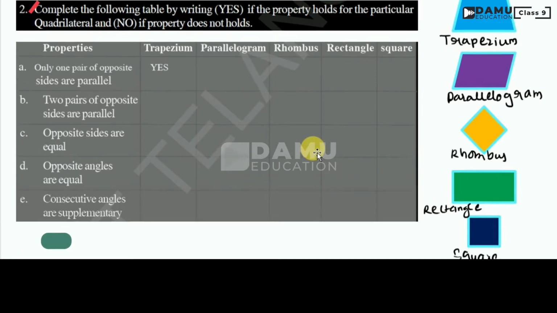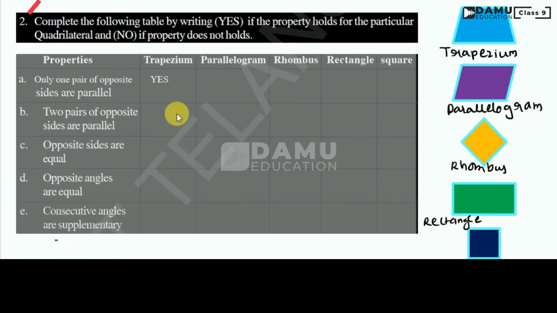So our first question is, only one pair of opposite sides are parallel. Only one pair of opposite sides is parallel. So this side is parallel to this side. Let's take ABCD. Sorry, this is a trapezium. AB is parallel to DC. That is yes. And here only one pair is parallel.